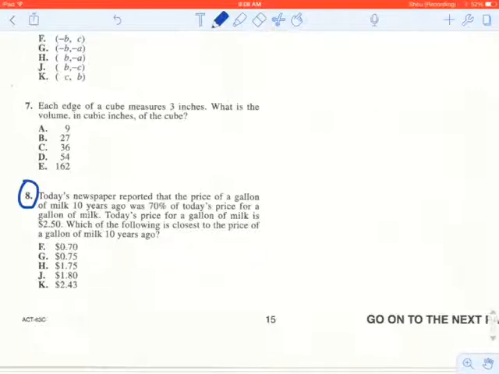So today's newspaper reported that the price of a gallon of milk 10 years ago, so we'll say milk sub 10 for 10 years ago, was or is always going to be equals 70%, so we can write 70% as a decimal, which would be 0.7. Of always means to multiply, so of today's price for a gallon of milk, so we'll say milk sub T for today.